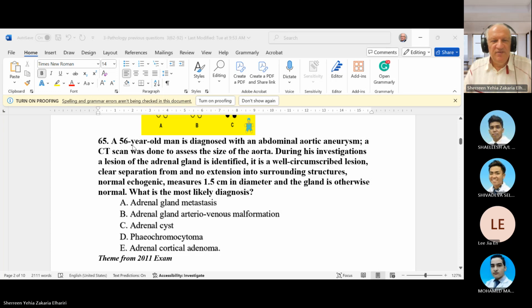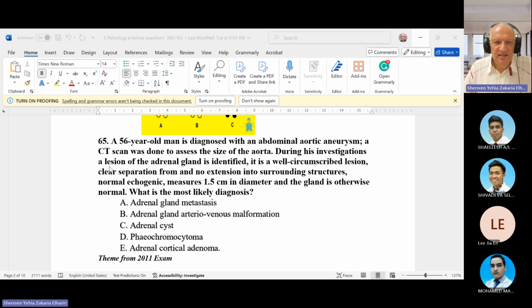Next question: a 56-year-old man diagnosed with abdominal aortic aneurysm. Again, abdominal aortic aneurysm is an important topic and common in England. A CT scan is done to assess the size of the aorta. It is important to know the size, because if it is more than 5.5 centimeters, it is a big size. If it is more than 7, it needs urgent operation. More than 5, we follow up the patient every 6 months by ultrasound to measure the size of the aorta. The normal diameter of the aorta is 2 centimeters.